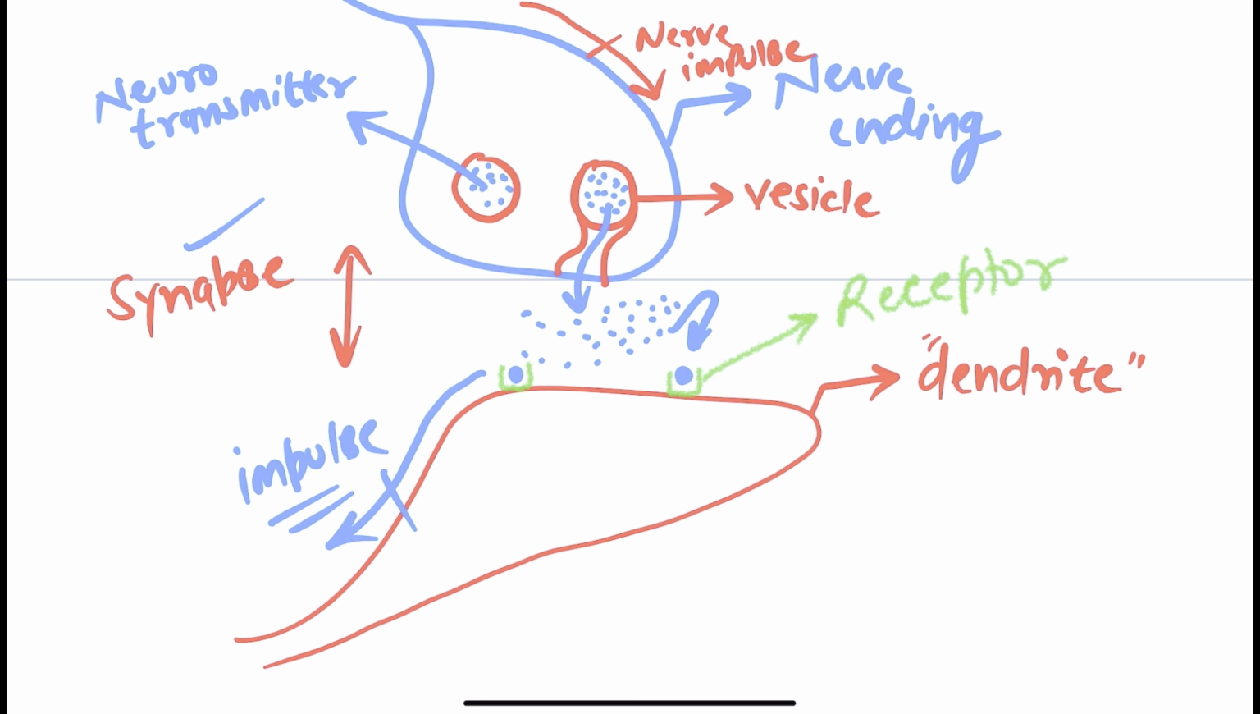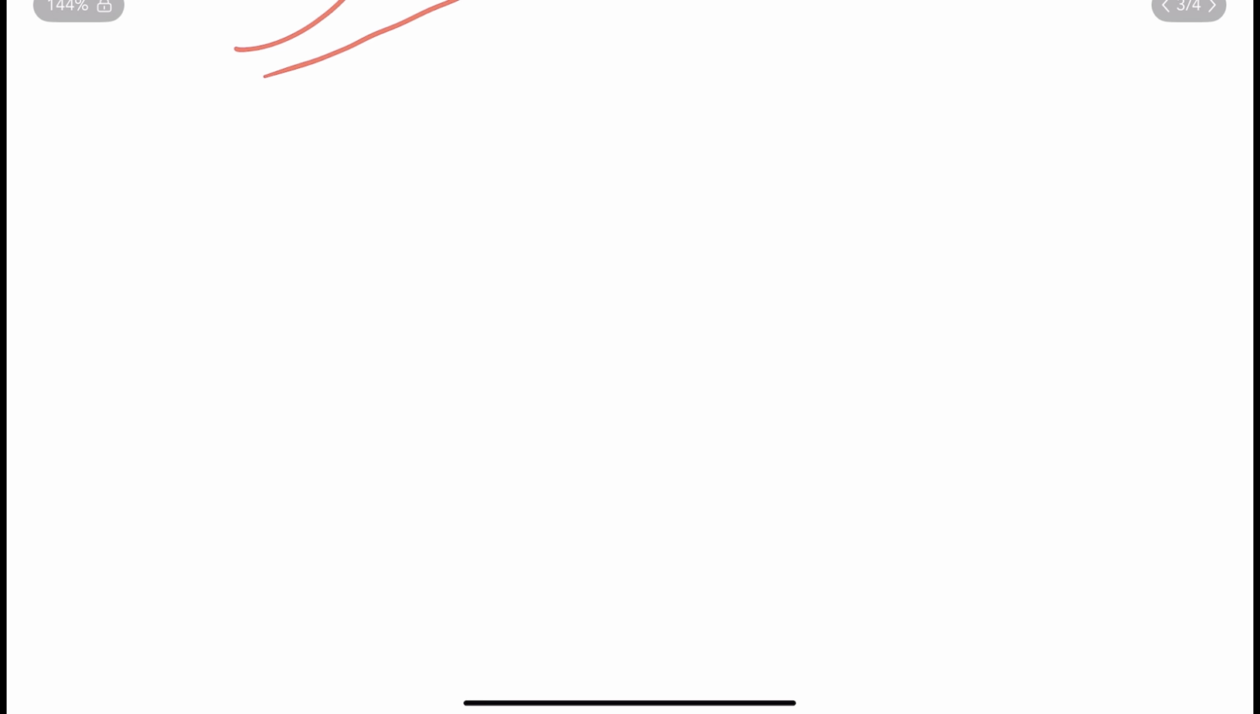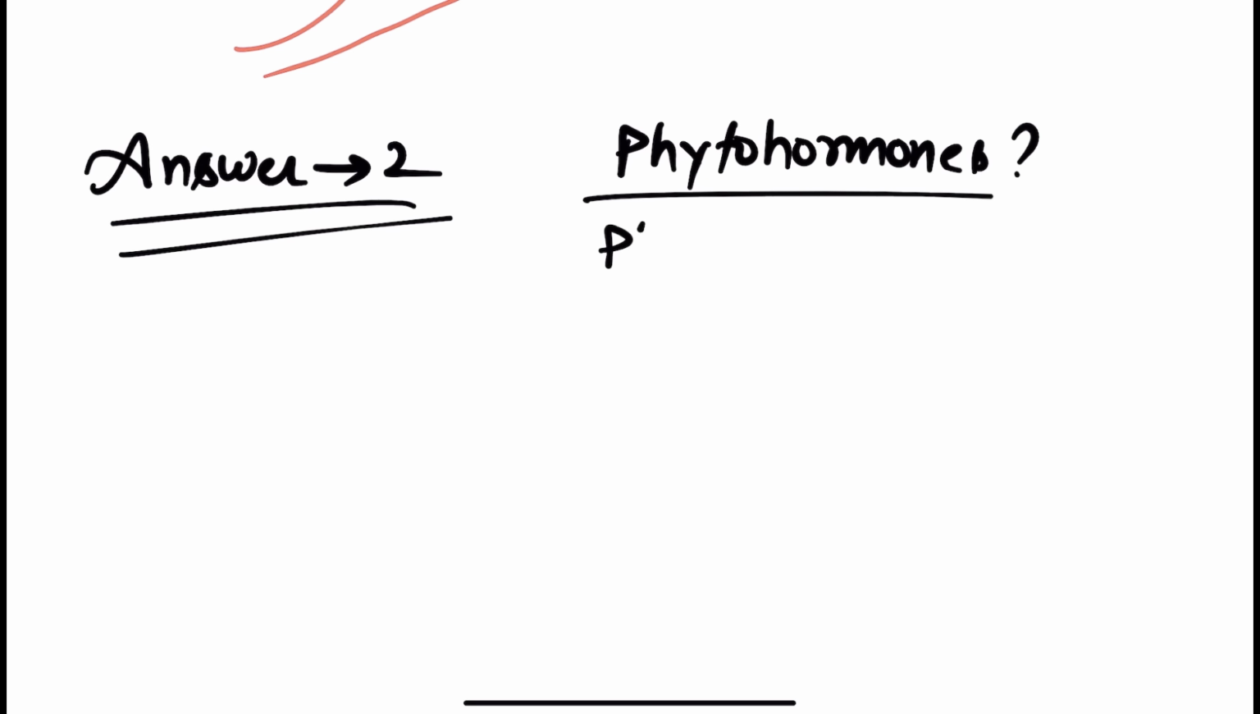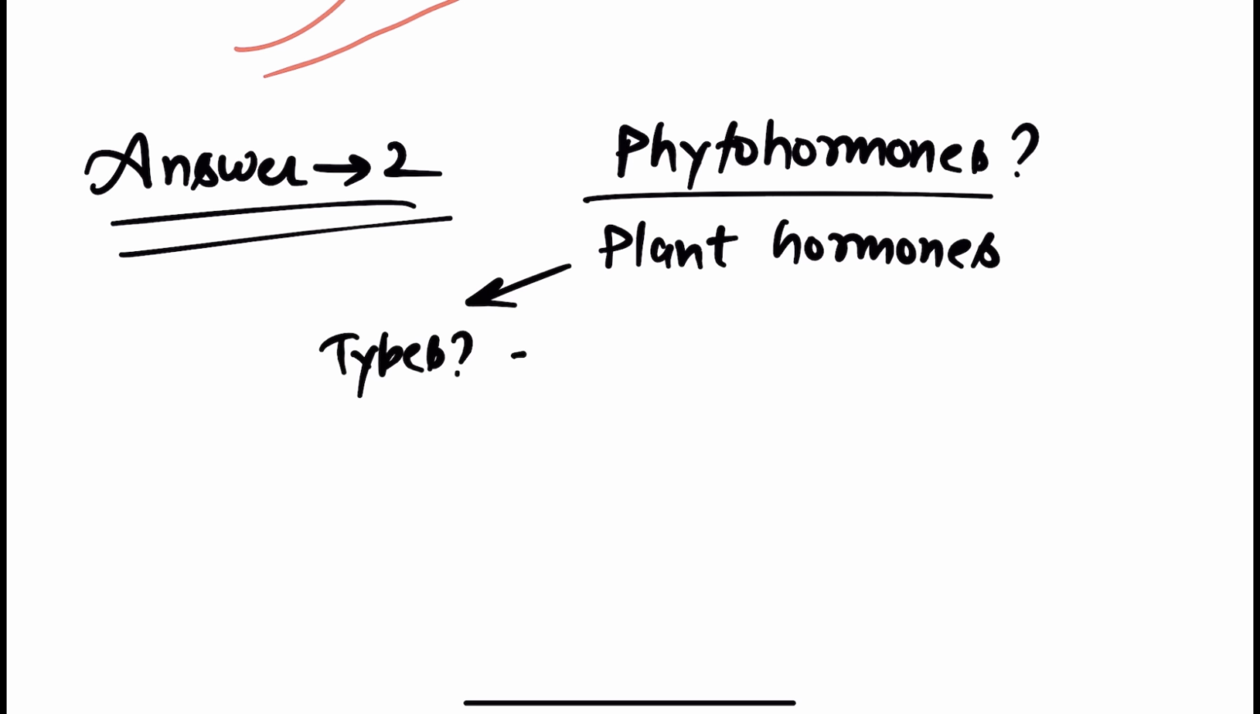So this was your question number first. I just hope you got it right. Let's move on to question number second, and question number second is very, very important for your examination, and it is about the phytohormones, which are also known as plant hormones, right? And we also have to see what the different types of plant hormones are, and we will also remember their functions. So let's get started with question number second.